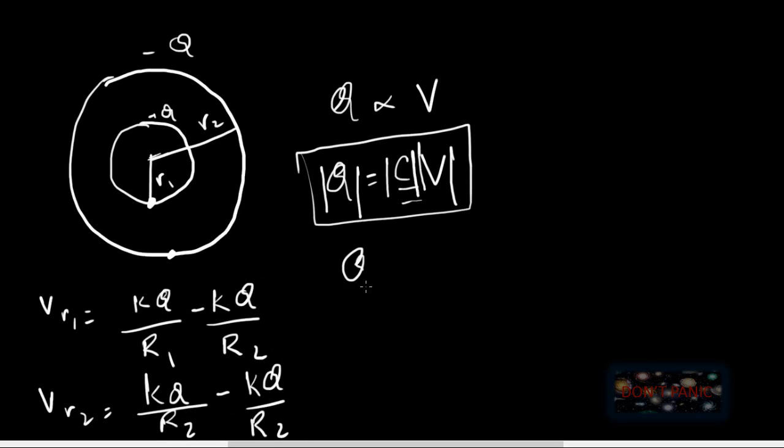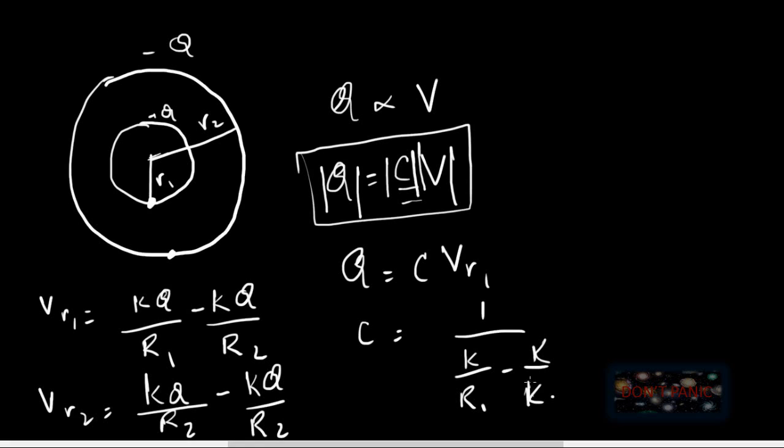Okay, so this becomes Q equals C times this V that we just found, V at R1, because V at R2 is 0. So capacitance is equal to, Q's cancel, so it ends up being 1 over (K over R1 minus K over R2). Okay, so that's the capacitance for a spherical capacitor.